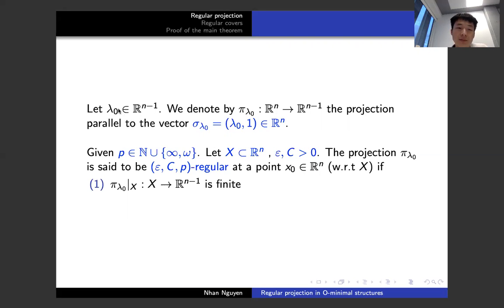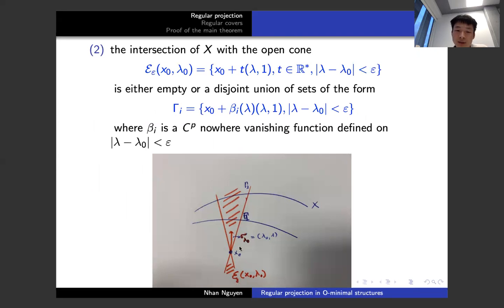Let lambda 0 be a vector in R^(n-1), and we denote by pi lambda 0 from R^n to R^(n-1) the projection parallel to the vector sigma lambda 0 equal (lambda 0, 1) in R^n. Let X be a subset of R^n, epsilon and C bigger than 0. The projection by lambda 0 is said to be epsilon-C-p regular at the point x0 in R^n with respect to X if the following conditions are satisfied. The first condition is that the restriction of the projection to X has to be finite. And we look at the cone starting at x0 with the radius epsilon along sigma lambda 0.